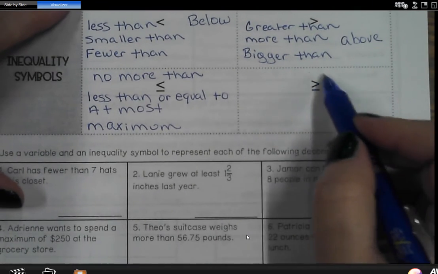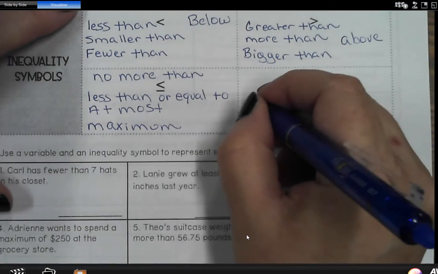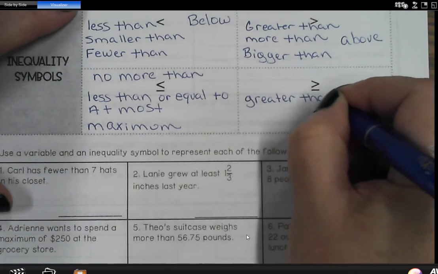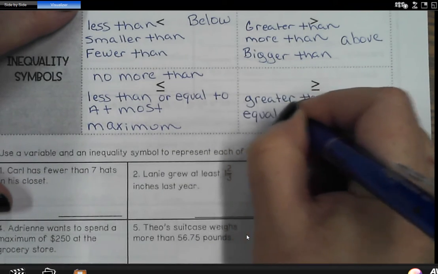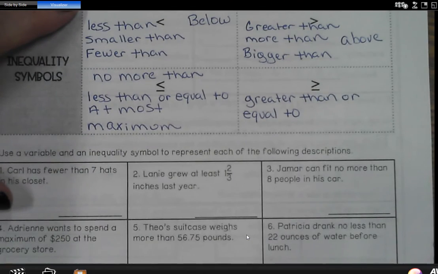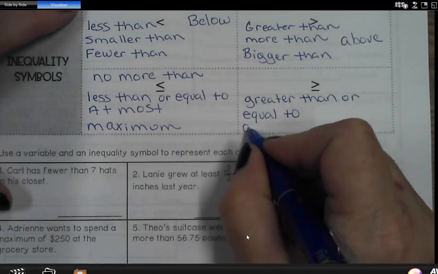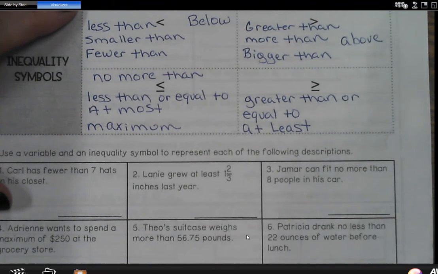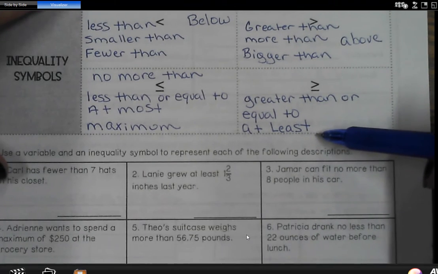So let's take a look at this one. Most of you know this one as greater than or equal to. It's also at least. I have at least $10. Do I have less than $10? No.